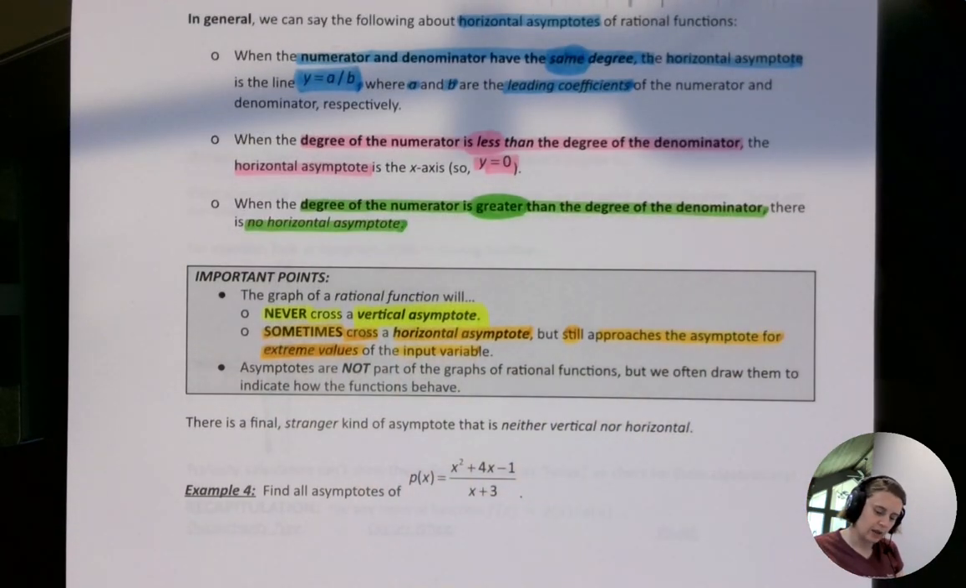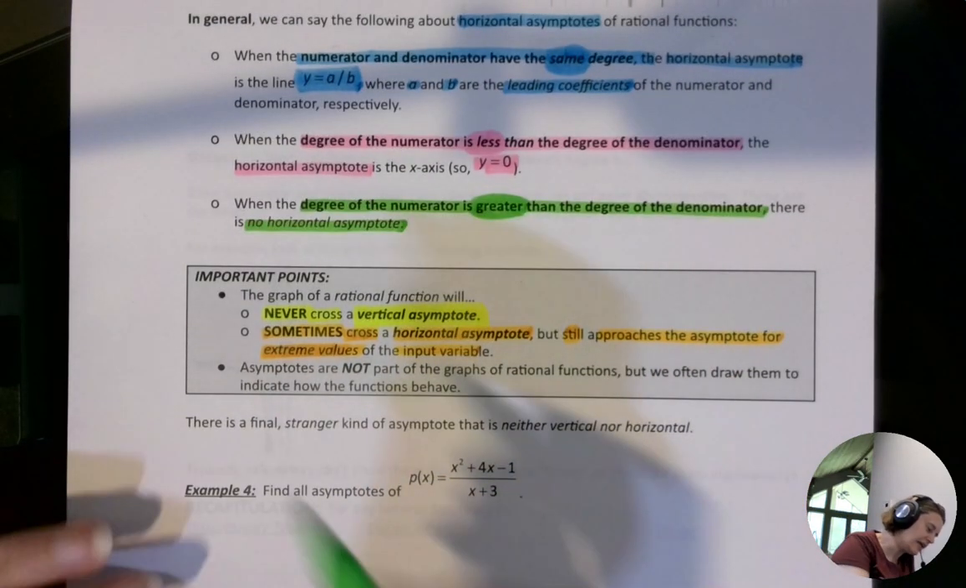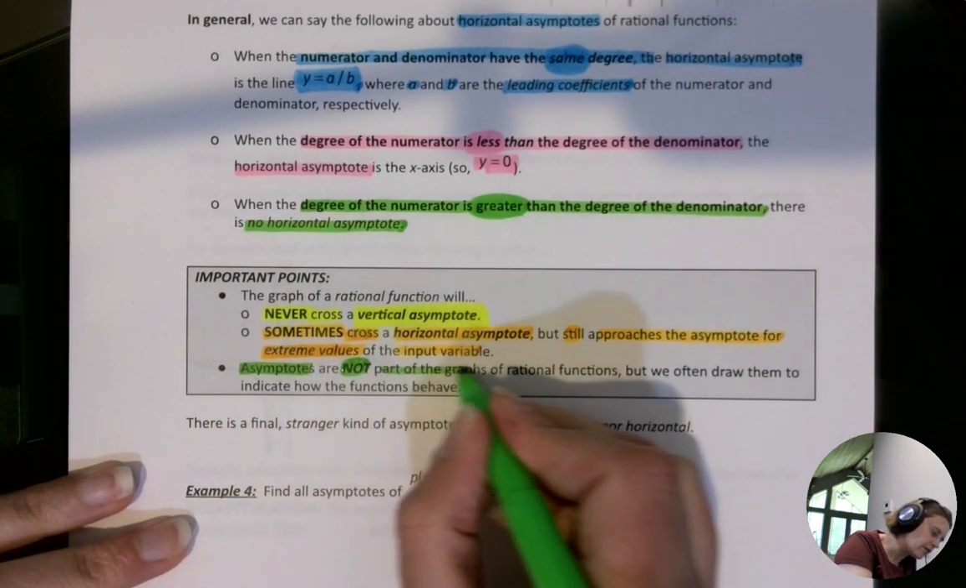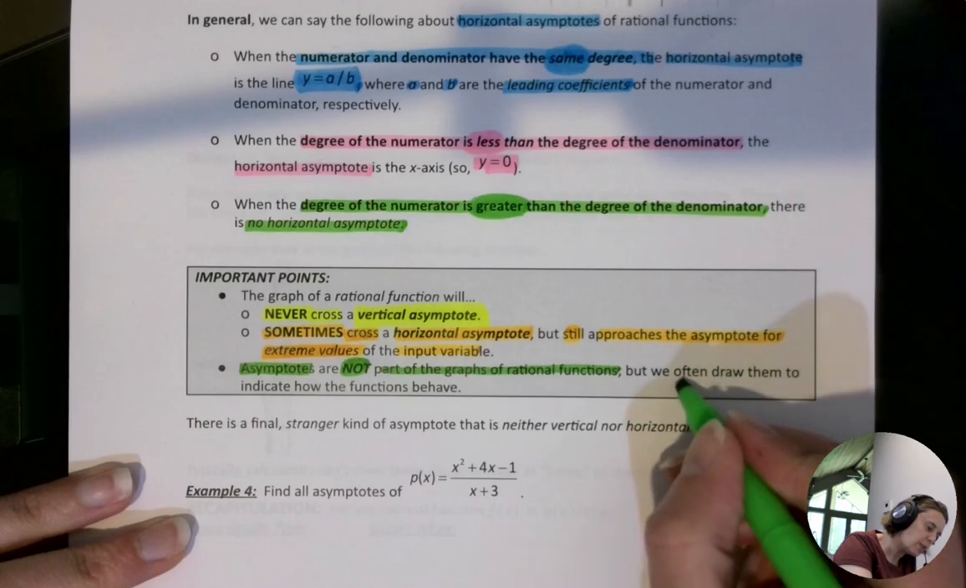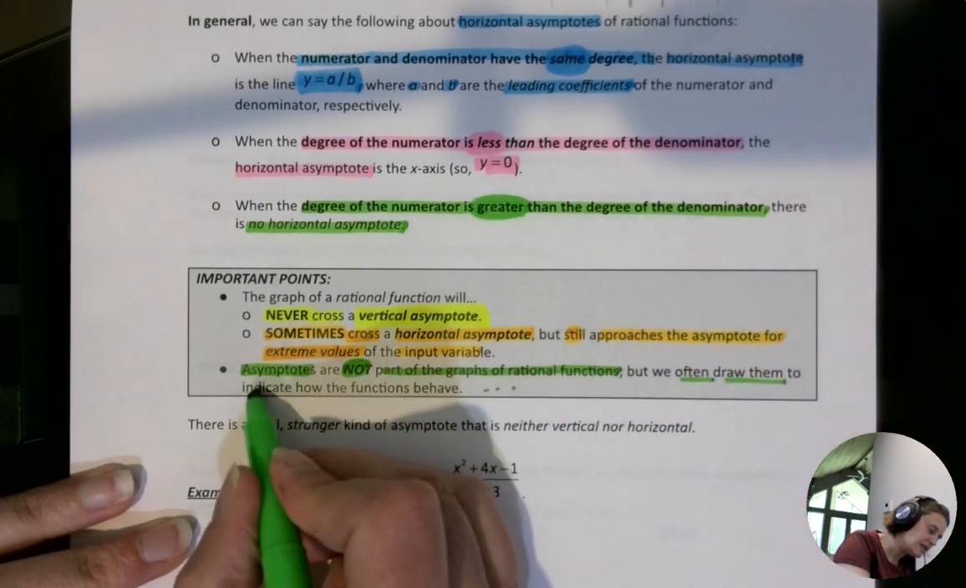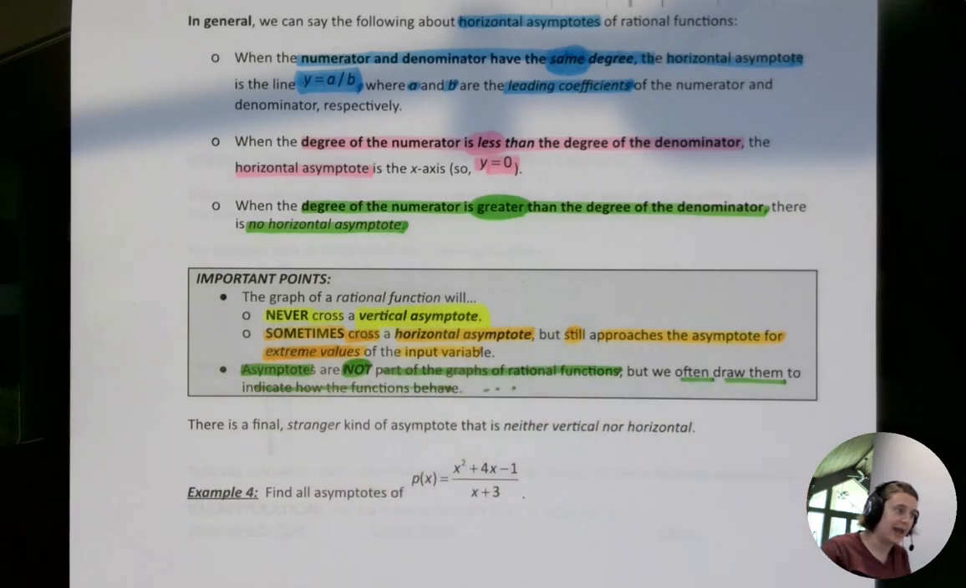Okay. And then the last note here is that asymptotes are not part of the graphs of rational functions, but we will often draw them in as dotted lines to indicate how the functions behave. So we'll draw in asymptotes to demonstrate an aspect of the function. They're not part of the function itself.